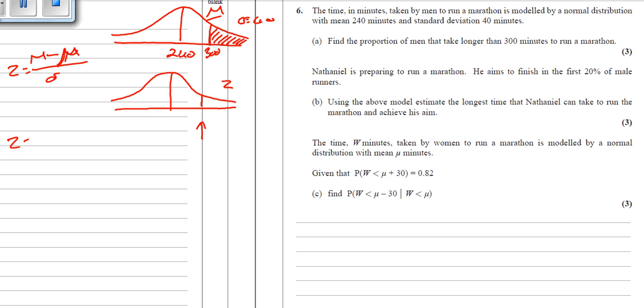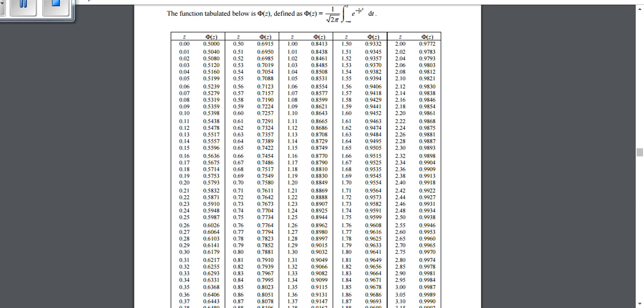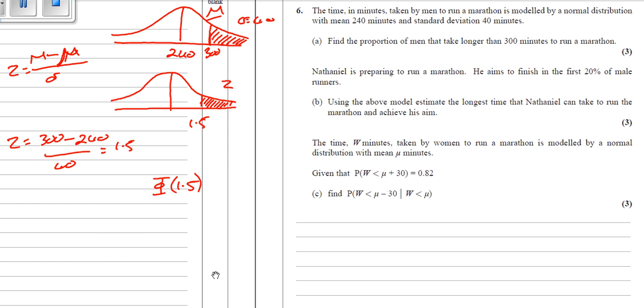So the Z value is going to be 300, take away the mean, which is 240, divided by the standard deviation, which is 40. That's going to give us 1.5. So we've now got a Z value of 1.5, and we've got to work out that area. So we have a look at 1.5 in our tables. In terms of working, that is Φ(1.5). Now if we look at 1.5, we get 0.9332.